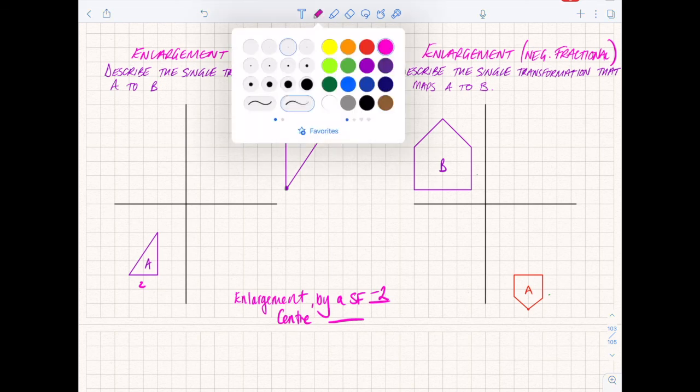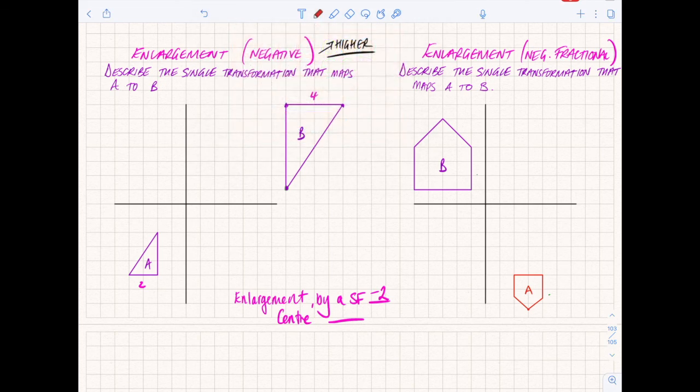And then to find your center, here's what you do. You basically pick the corresponding corners. So that corner is that one. That corner is that one. You can see straight away they cross at a point. Confirm it. They all meet at that point there. So my center enlargement there would be 1 minus 1. Okay, so it's enlargement by scale factor minus 2, center 1 minus 1.